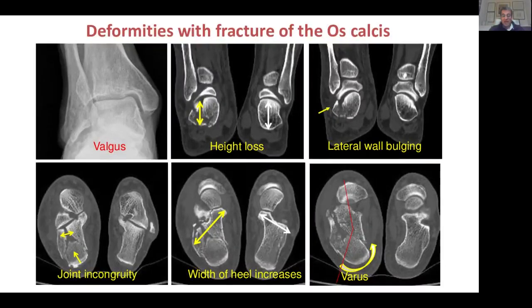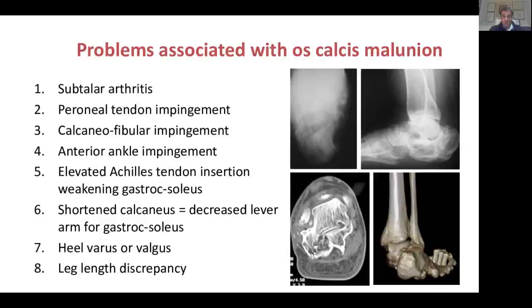So if it is left to unite in that position, it is very likely that we will get subtalar joint arthritis, impingement of the peroneal tendons, impingement of the calcaneus onto the fibula. The ankle joint will not function normally because the shape of the hindfoot and the mechanics have changed. The insertion of the Achilles tendon will be elevated, and the gastrosoleus complex will be weak. The calcaneus is generally short, and that affects the windlass mechanism. There is varus or valgus deformity, and the leg is likely to be shorter.